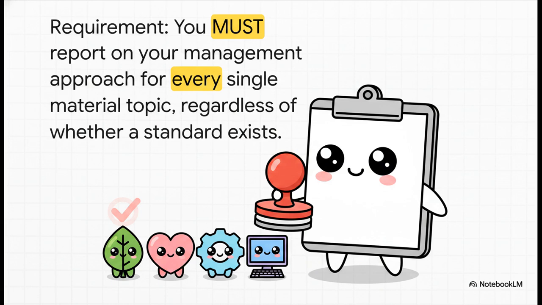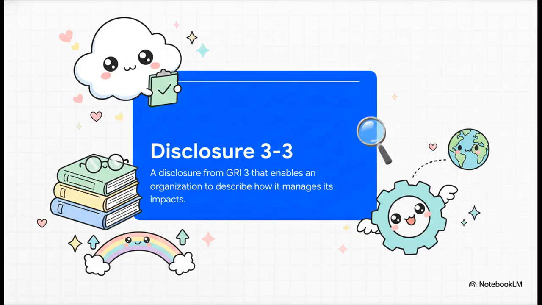Okay, rule number 1, and it's an absolute must. For every single material topic on your list, no exceptions, you have to report on your management approach. And luckily, the GRI standards have a universal tool that's designed for this exact situation. And that tool is Disclosure 3.3. It's part of GRI 3. Just think of this as your go-to for explaining how you manage any material topic, whether there's a specific topic standard for it or not. It guarantees that at the very least, you're being transparent about how you're handling the issue.